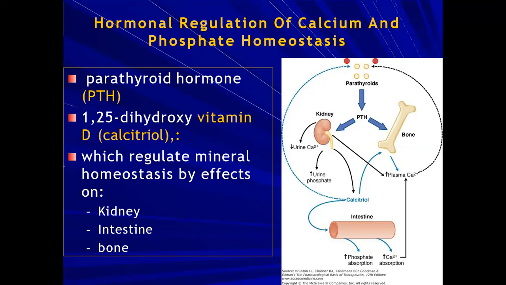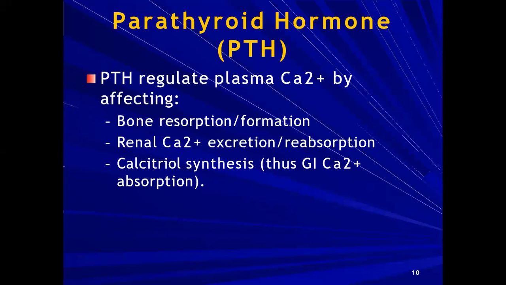In the intestine, it is absorption from the diet, and in the bone, it works through the cells called osteoclasts and osteoblasts, which handle resorption and breakdown of bone to release calcium. That is what is regulated there. So those are the three areas where this plays a big role.